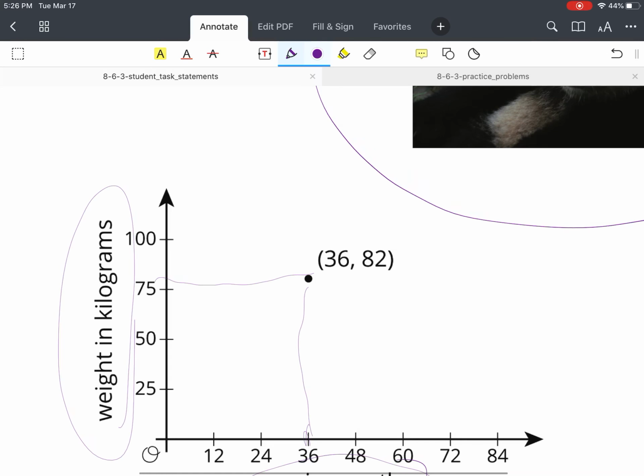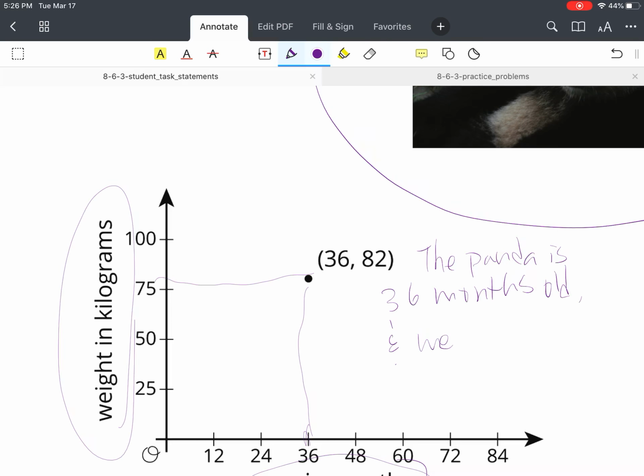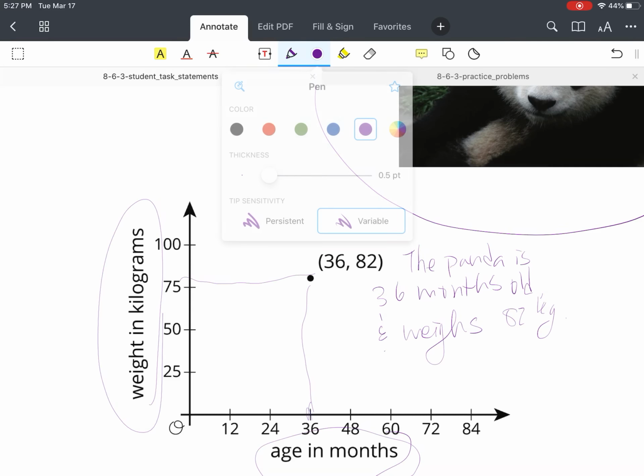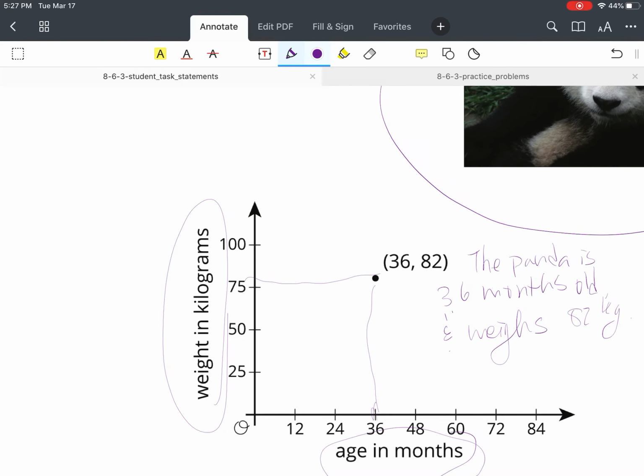So this means the panda is 36 months old and weighs 82 kilograms. And I really want to highlight, is 36 months old and weighs 82 kilograms.